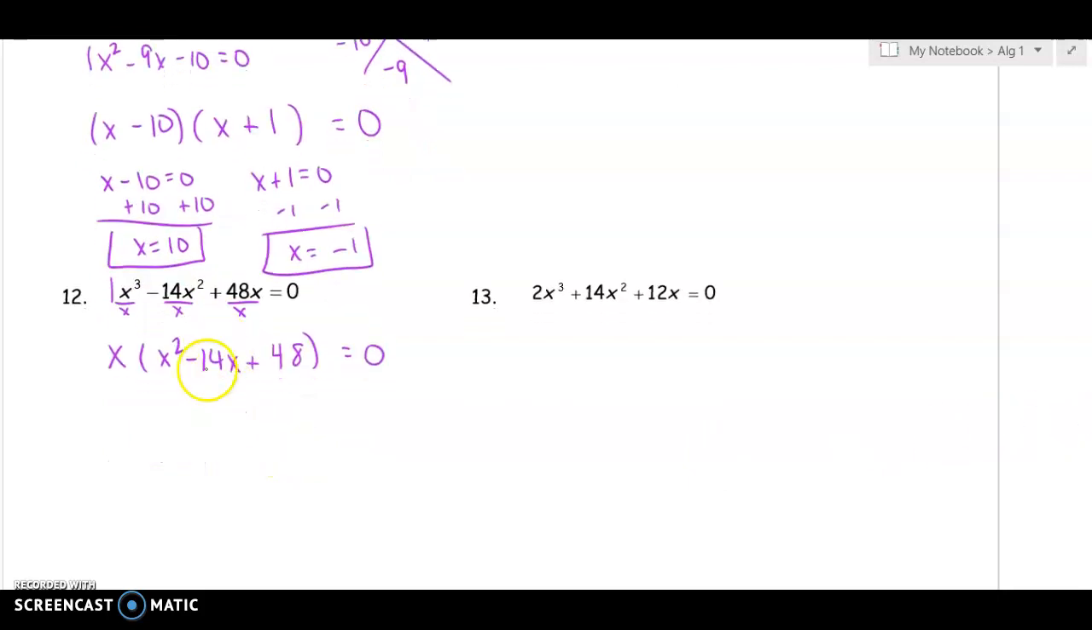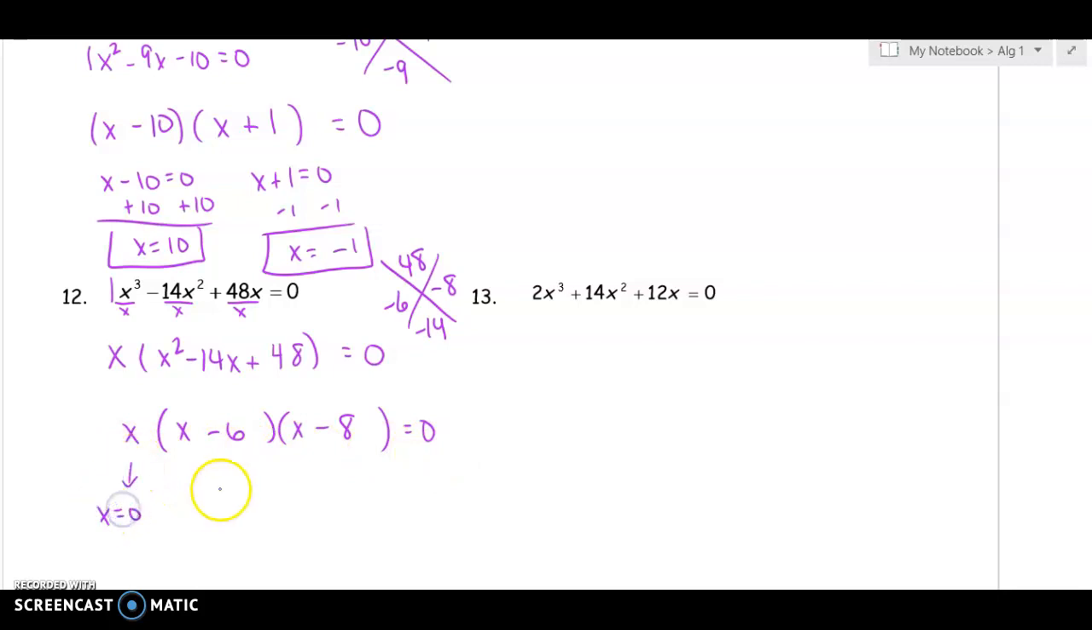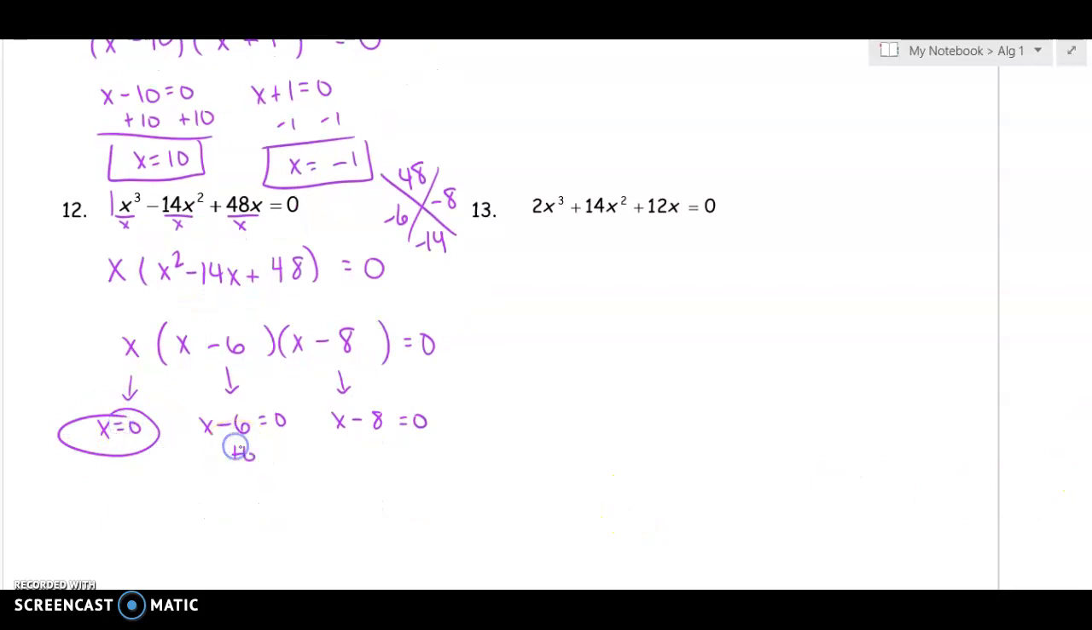From here, what we're going to do is a box problem. It's got to multiply to be 48 and add to be negative 14. Those two numbers are going to be negative 6 and negative 8. So we're going to have two sets of parentheses, GCF in front, x at the beginning of both. Negative 6 means minus 6, negative 8 means minus 8. And then we're going to set things equal to 0. We can set x equal to 0, we can set x minus 6 equal to 0, and x minus 8 equal to 0. We're going to have three answers: 0, 6, and 8 once you solve it.